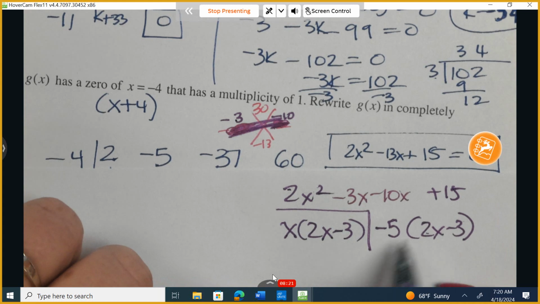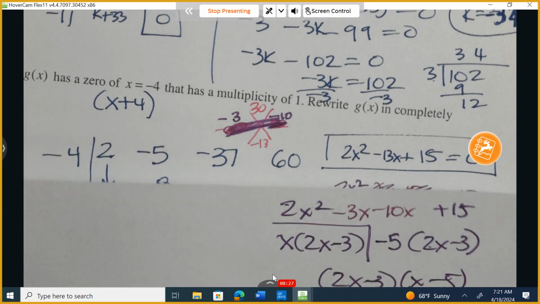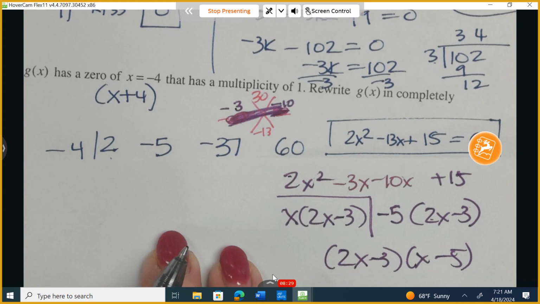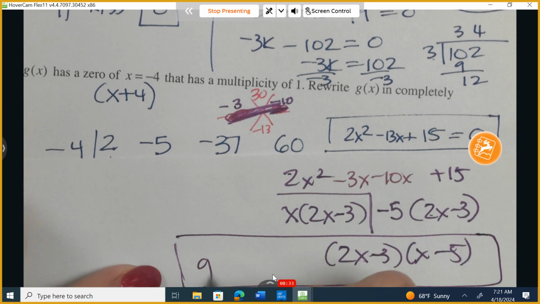Okay, so they both contain 2x minus 3. In front of the first parenthesis, x. In front of the second is a negative 5. We're asked to rewrite this in completely factored form. So I'm going to be lazy. I'm going to leave those right here. This is g of x.